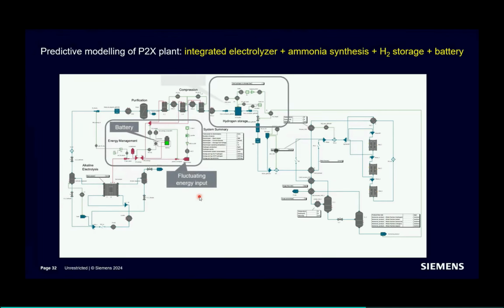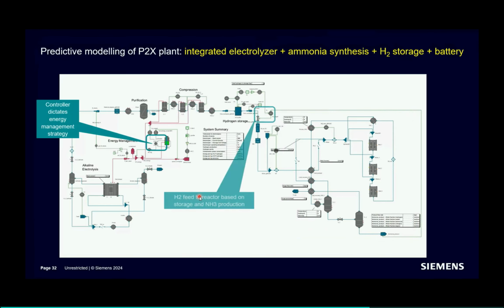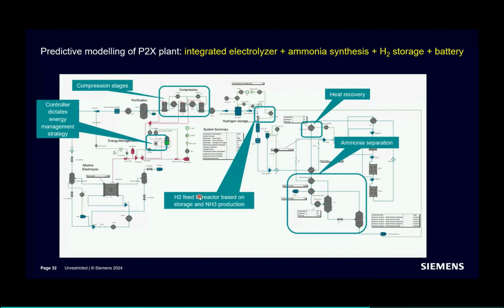Then we are providing a fluctuating energy input with a battery as well. We have the hydrogen storage. You can see that the hydrogen production is now coupled with the ammonia reactor. So you can also perform and study the coupling with the detailed reactor model to produce ammonia. You can input controller to basically control the operation of the electrolyzer, of the entire system itself, and so on.